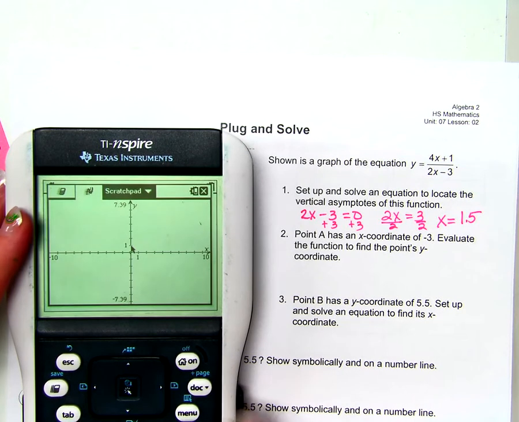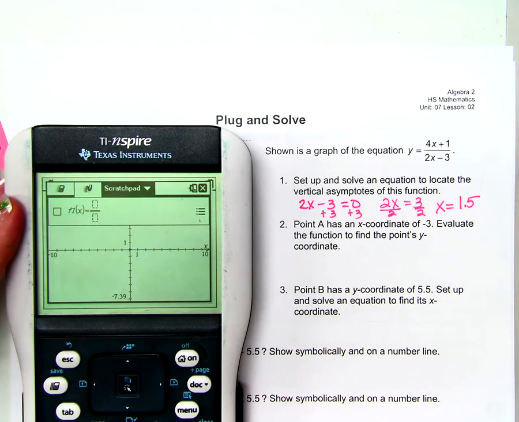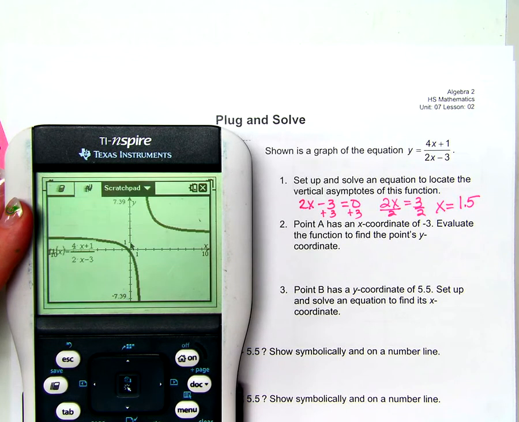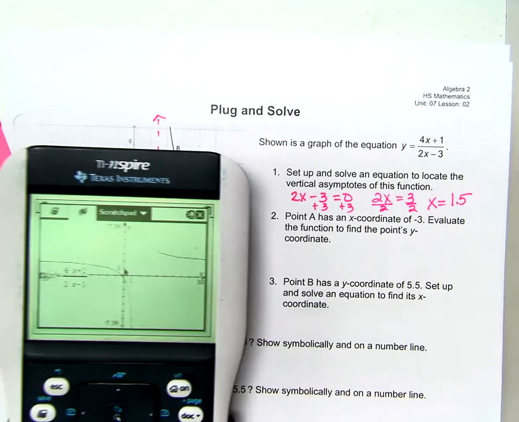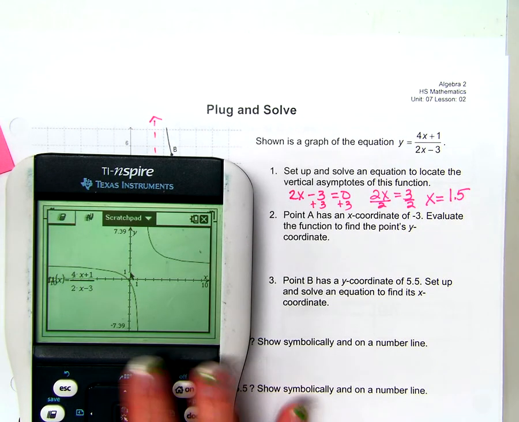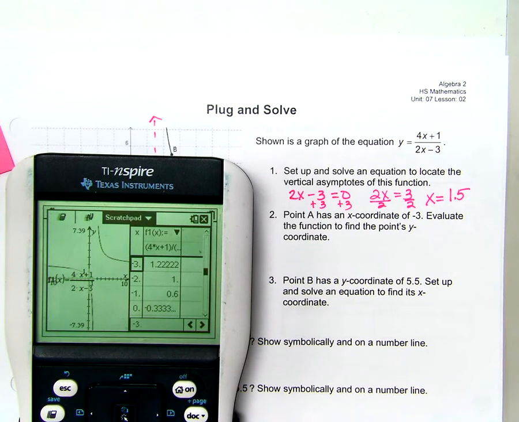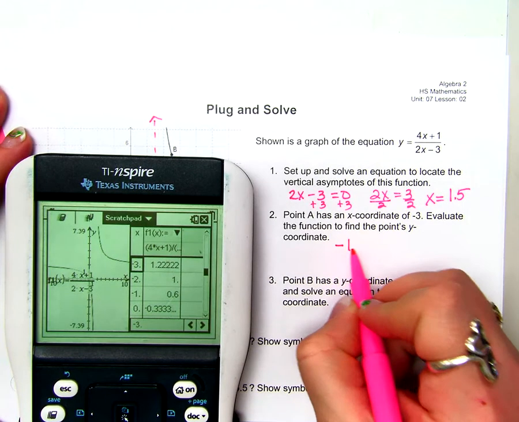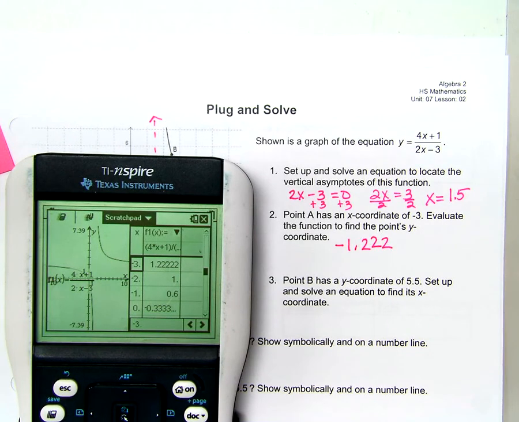Can I say control divide so I get my little pretty fraction thing? 4x plus 1 over 2x minus 3. Oh good, those two look alike, don't they? The one on my paper and the one on my calculator. How am I going to find the y value when I know x is -3? Go to your table. Oh, go to my table. Good call. Look for x is -3. -1.222.